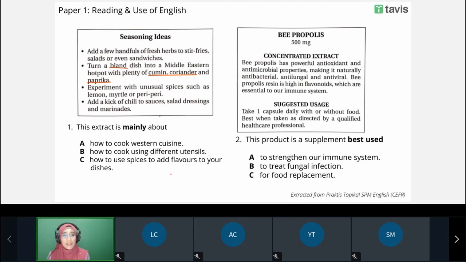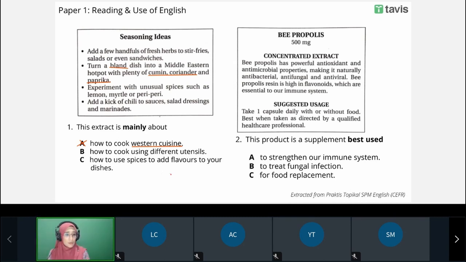Anyway, so this extract is mainly about, is it about how to cook Western cuisine? Does it say anything about Western cuisine? Any word? Any keyword here? Western cuisine? No. Definitely not. So we can cross this out.